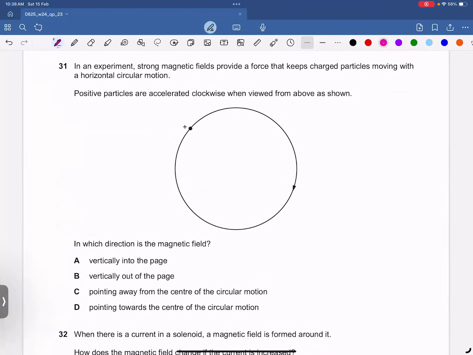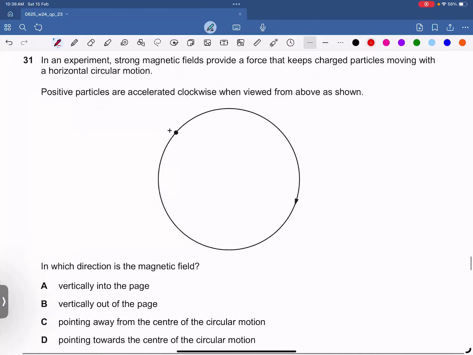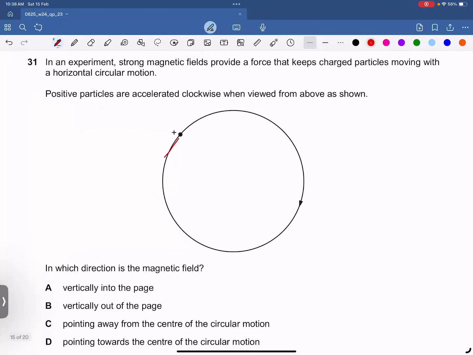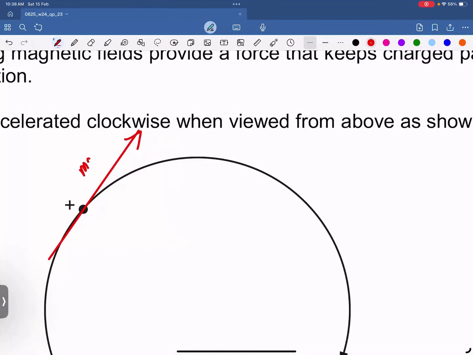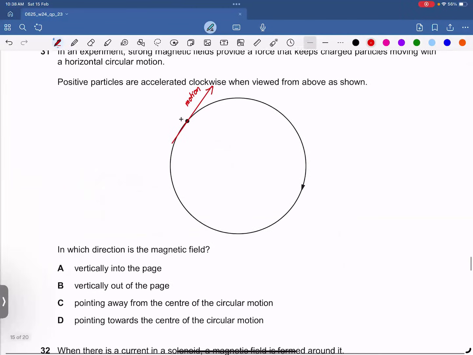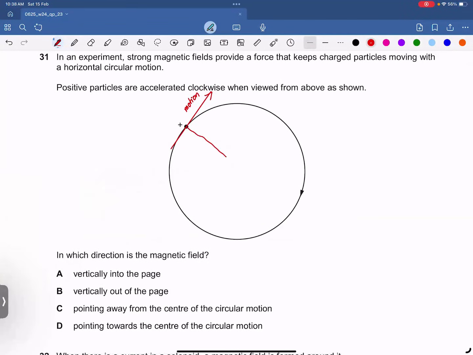In an experiment, a strong magnetic field provides a force that keeps the charged particle moving in a horizontal circular motion. The positive particles are accelerated clockwise as viewed. Which direction is the magnetic field? Dear students, before you find the magnetic field, you need to label the direction of motion. Velocity is along the tangent. When a body moves in a circle, we know there is a resultant force, usually called centripetal force. So here is the direction of force.